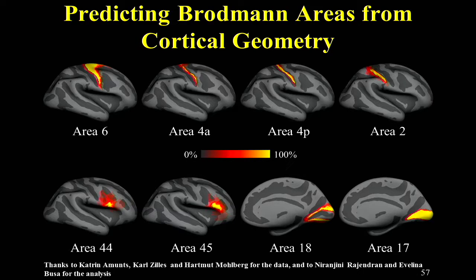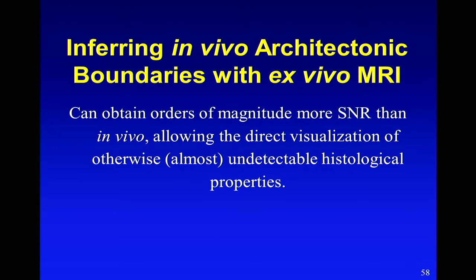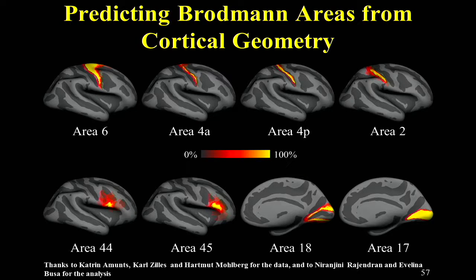One of the things that I'm pretty convinced of is that a lot of this spread here is errors in the manual labeling of the areas. The distinctions between, say, 44 and 45 are very subtle. And it's very hard to see the histological features that define these boundaries. And I'll get back to that in a second. Okay, so this stuff was done with data from Carl and Katrin.